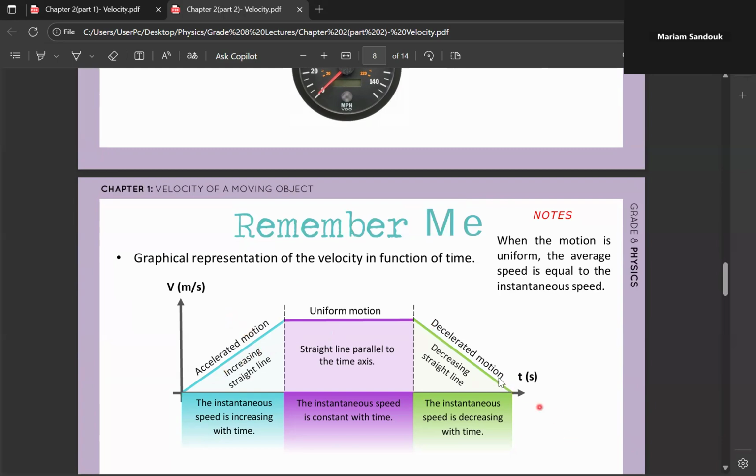Okay, if we have now the decelerated motion, it's a decreasing straight line, and the instantaneous speed will be decreasing with time. What about the uniform motion? If we have constant speed, so each time the speed is the same, and it's parallel to the time axis, so we can say that the instantaneous speed is constant with time. So this is all for this chapter. Hope everything is clear. Please, if you have any questions, let me know.